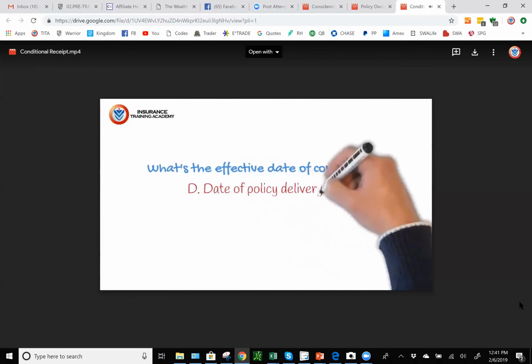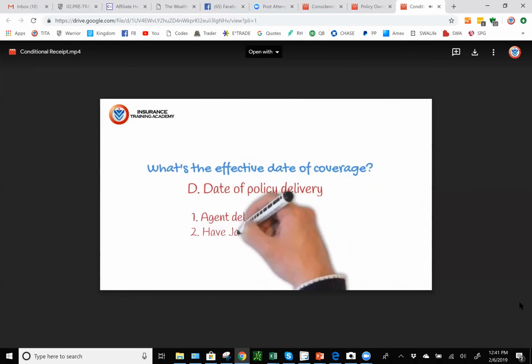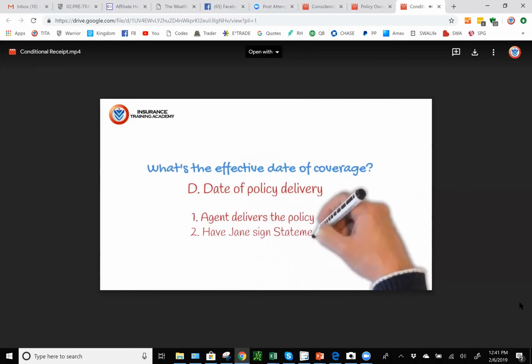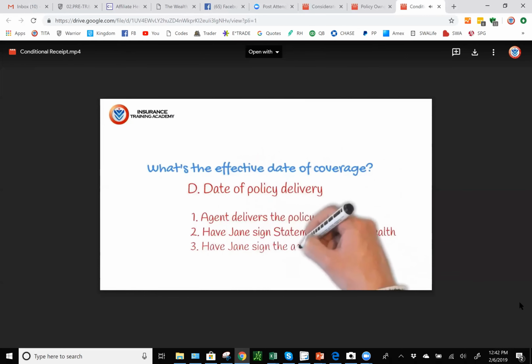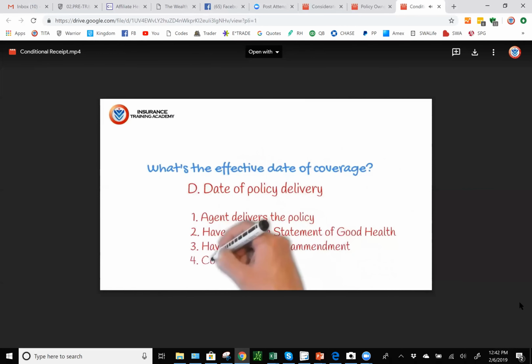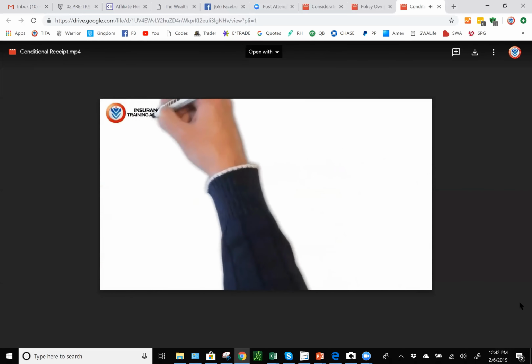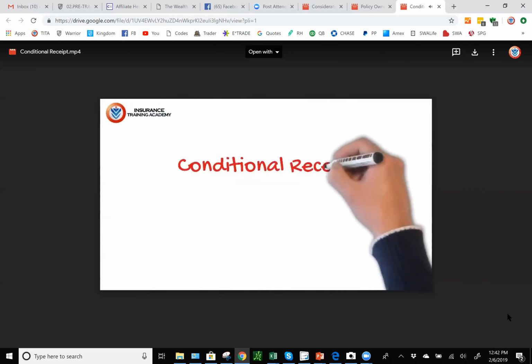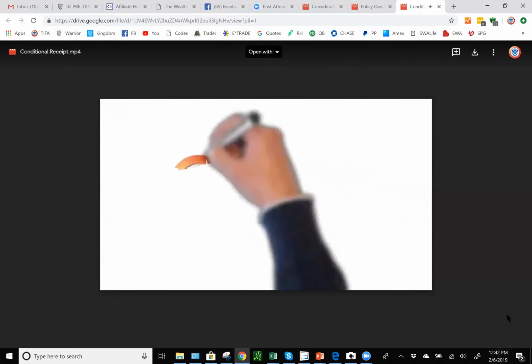And here's the things that have to happen. Remember, the agent always delivers the policy, has to have Jane sign a statement of good health, has to have Jane sign the amendment saying, okay, I agree to pay more money, and then collect that extra money, and that's when the coverage goes into effect. So that is your conditional receipt, only given to insureds who pay premium with their application.